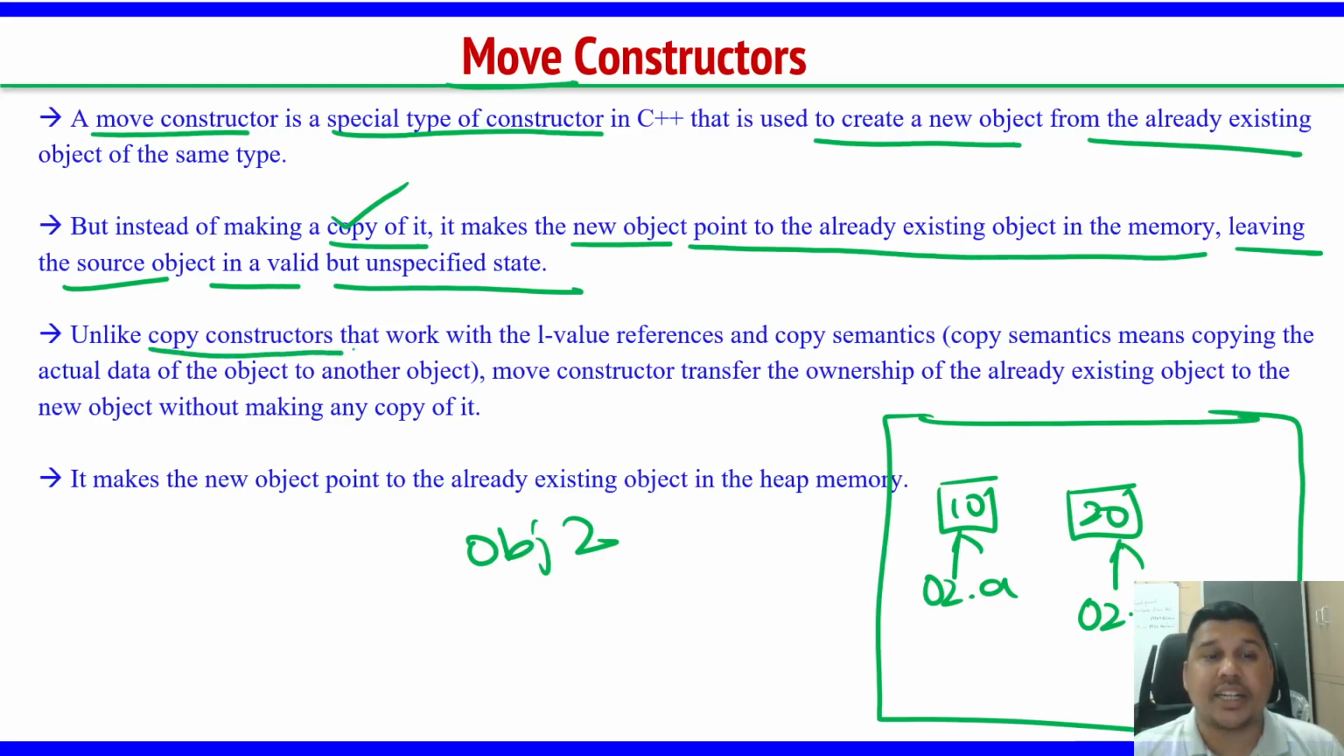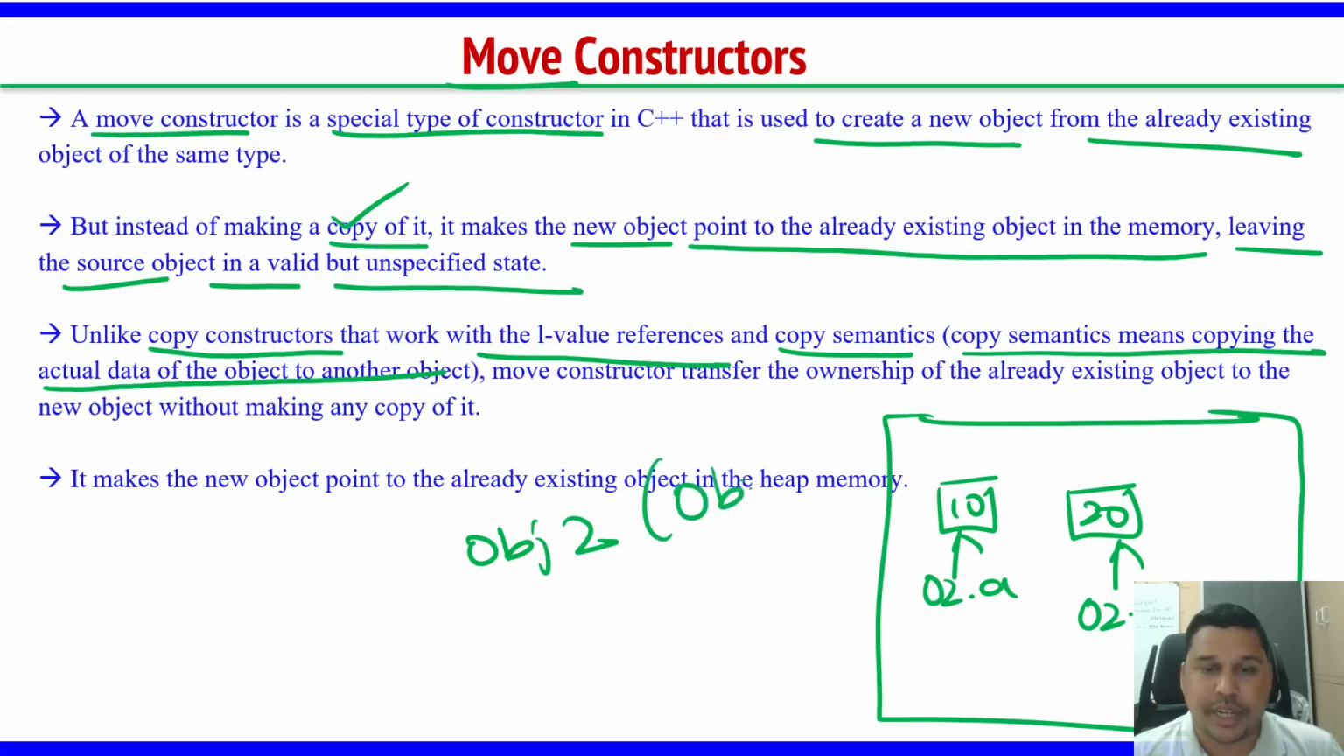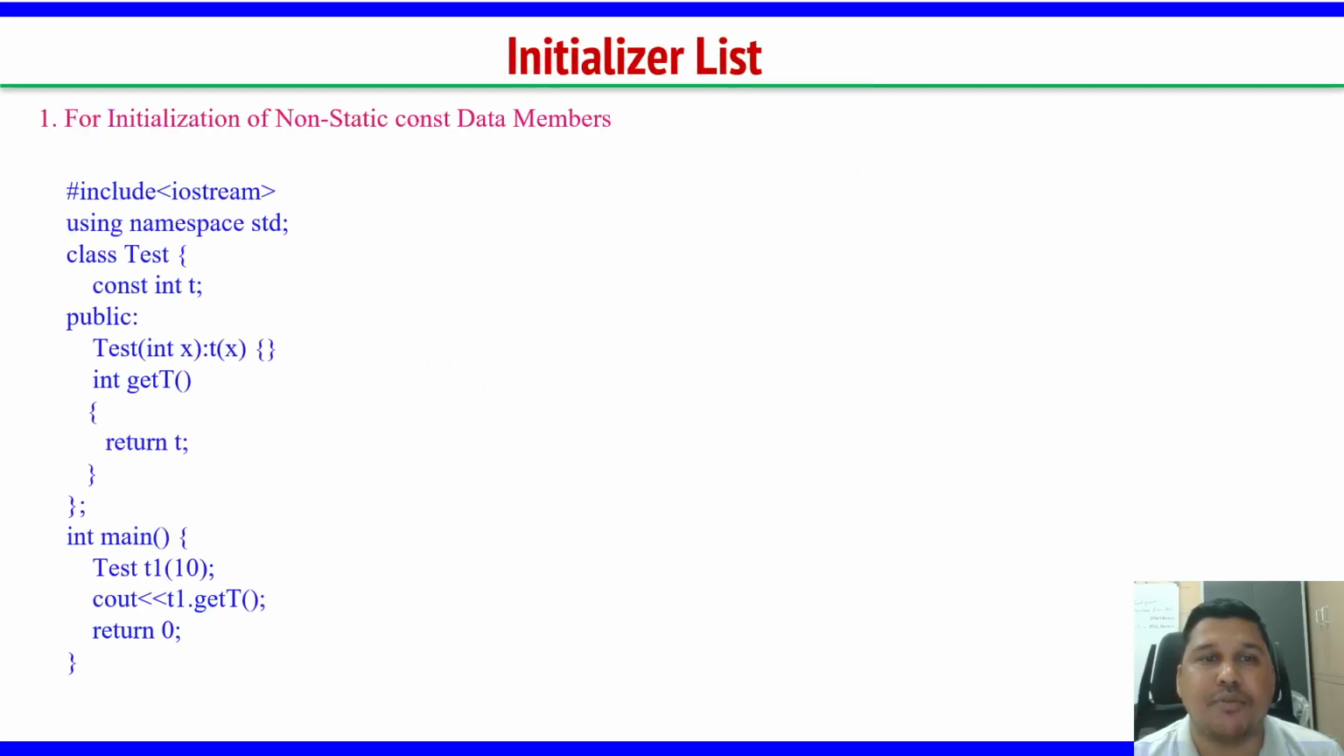Unlike copy constructors that work with L-value references, what does that mean? And what are copy semantics? Copy semantics means copying the actual data of the object into another object. In the copy constructor we write object 2 of object 1. I will go back to the copy constructor program we have seen.